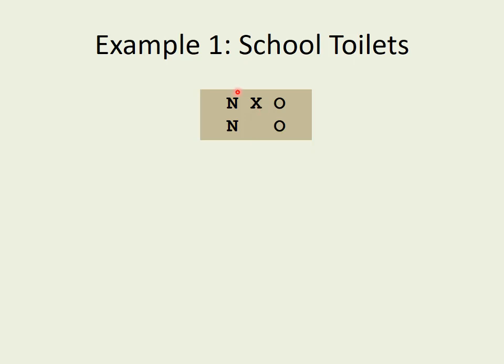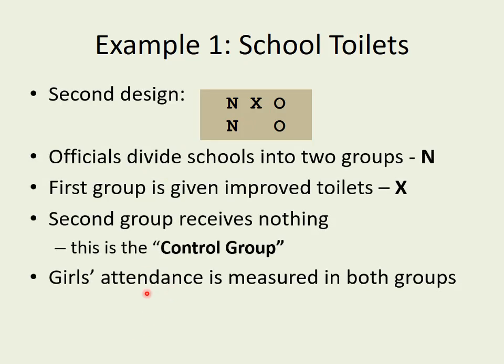Alternative is this, and here you see we've got these 2 groups. So one group's having this, another group's having this, and this is just a gap of time. So that's the second design. In this case, officials have divided the schools into 2 groups, and because it's officials deciding, hey, this school goes in this group, this school goes in this group, it's not random. Humans are deciding which school goes in which group. So divide them into 2 groups. Then X means they get the improved toilets as usual. This gap means that during that time they have nothing. So this group is called the control group. And then you measure attendance in both groups afterwards.